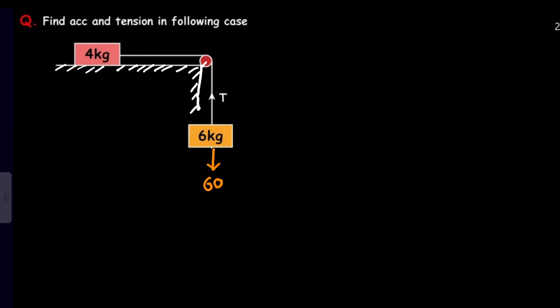So 60 N. So why 60? Yeah, 60 newtons in the downward direction, and the tension is in the upward direction, right? And the same string, so the tension is the same. Now obviously, because this weight is more, this block will move downward with an acceleration a. And this 4 kg block, which direction will it move? It will move in this direction, isn't it? So the same acceleration, they will move with, right?